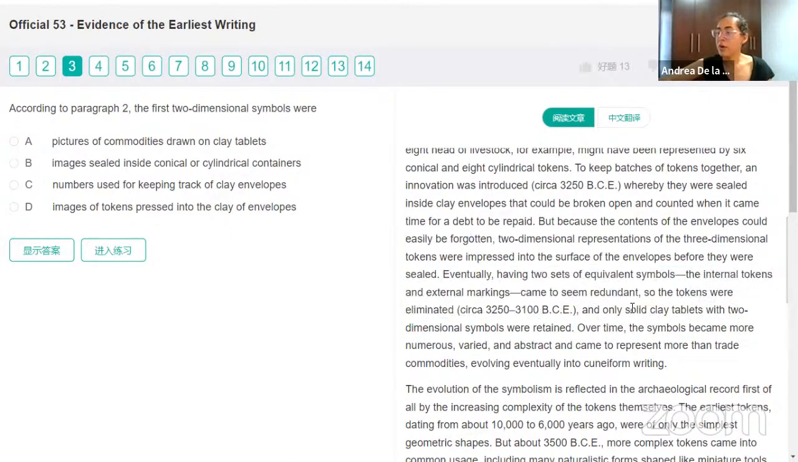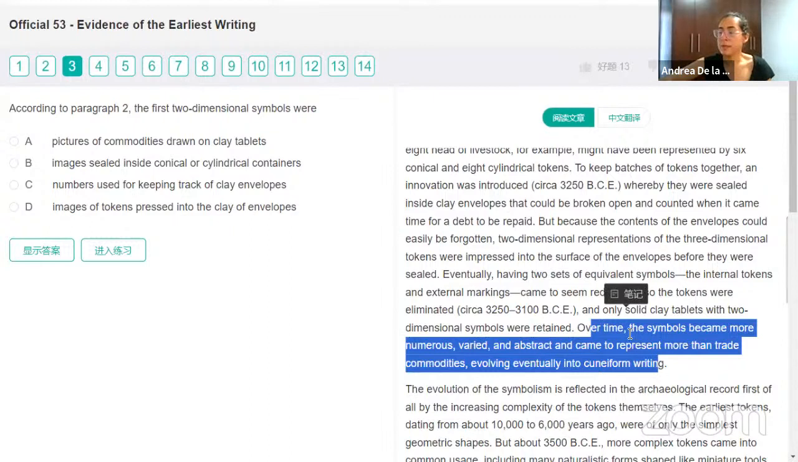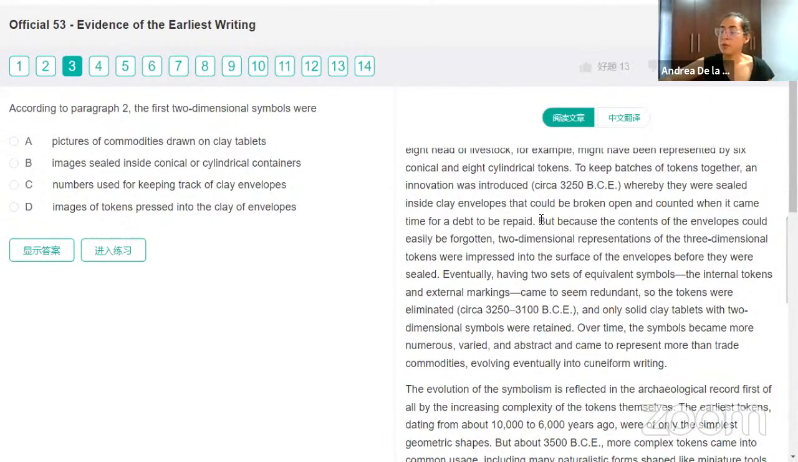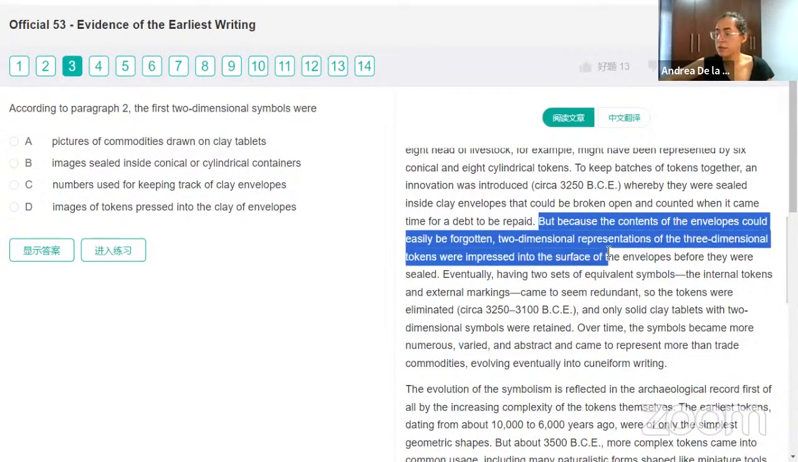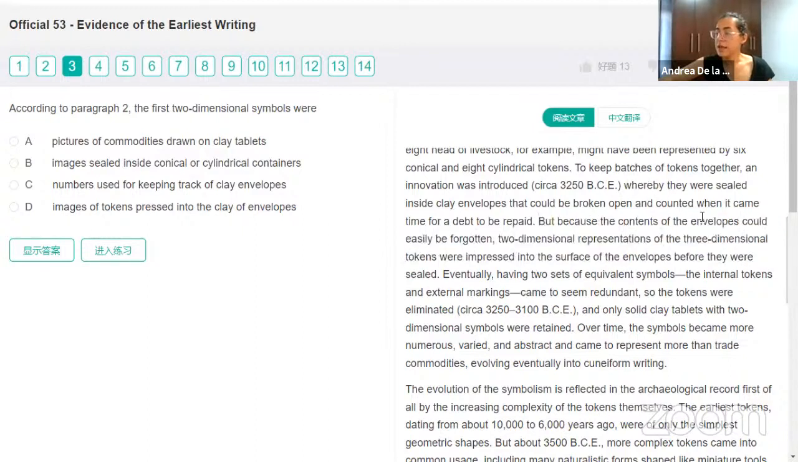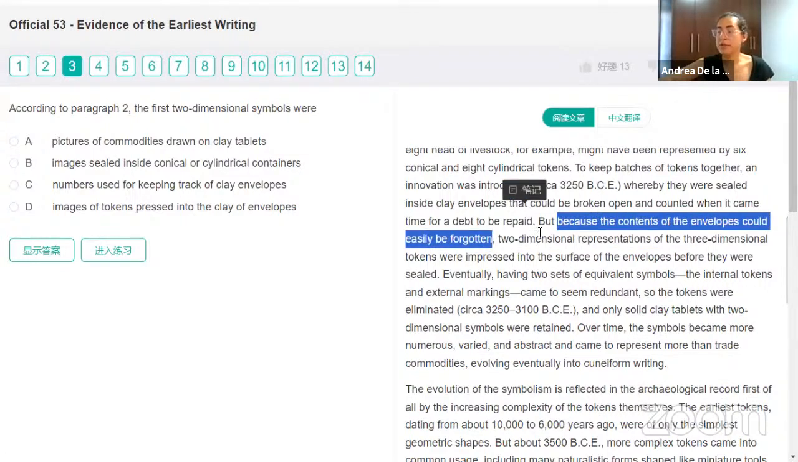Aquí está otra vez. Only solid clay tables with two-dimensional symbols were retained. Okay, pero aquí está hablando de los tableros, ¿no? Solamente los tableros que tenían los símbolos de dos dimensiones han sido guardados. Luego ya no mencionan más. Entonces volvamos a la información que tenemos. What do we know about two-dimensional symbols? It says, first of all, they were used because the contents of the envelopes could easily be forgotten. That's the reason why they started to appear.